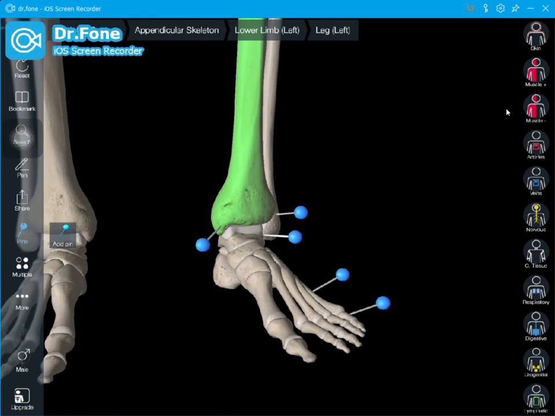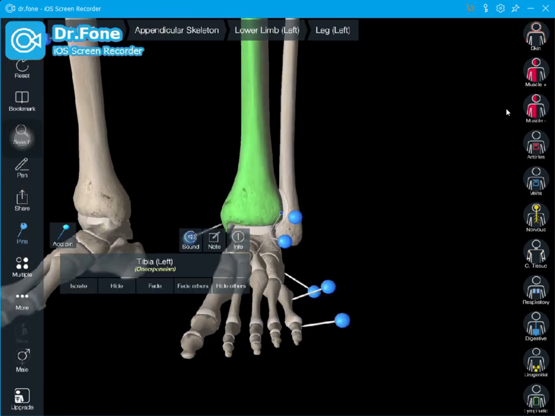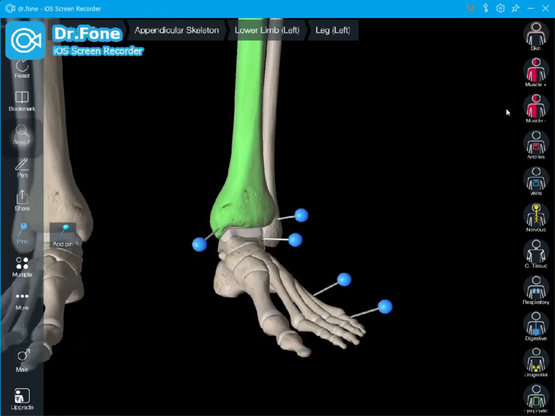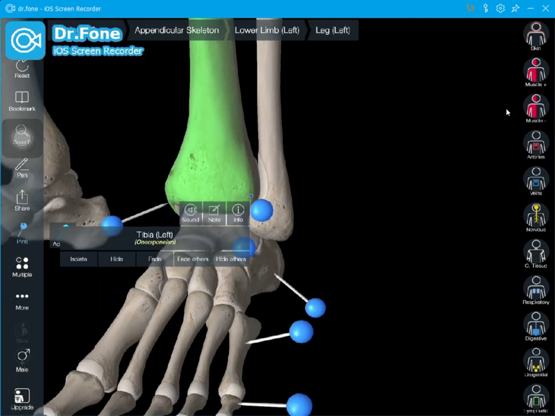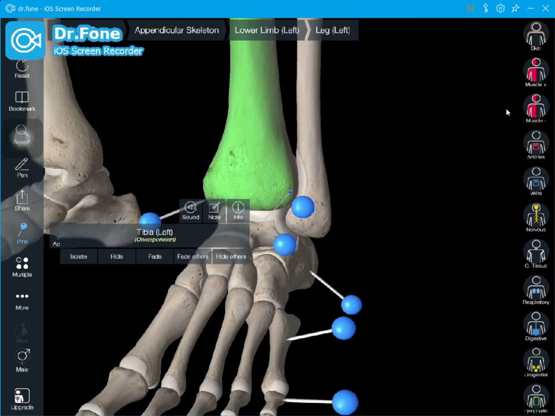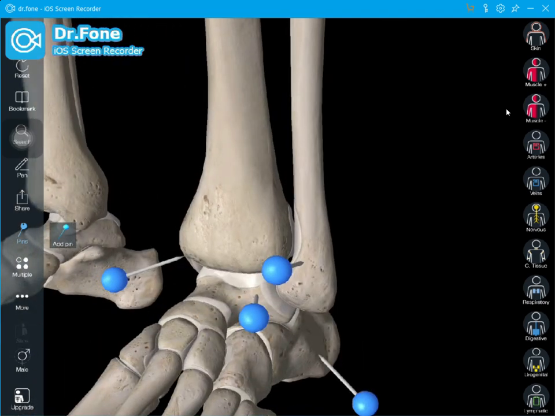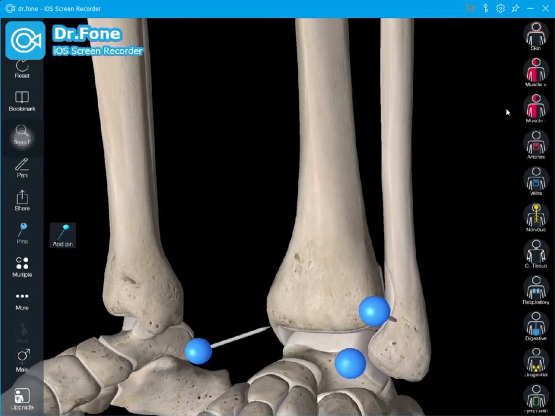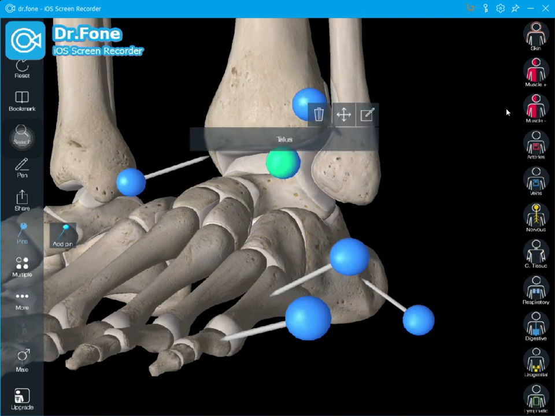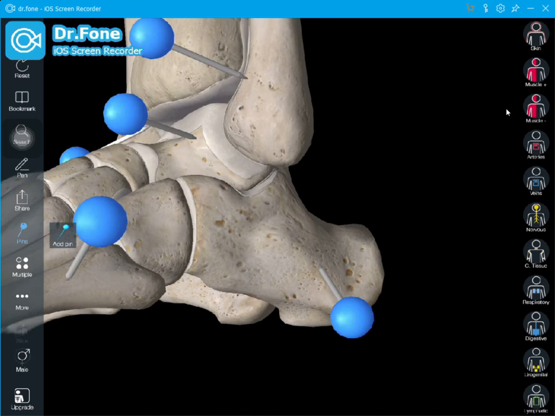Okay, we have finally reached our feet after going through that whole thing. These are your tarsals. This is your talus. This is your calcaneus. Important things to know for the foot.